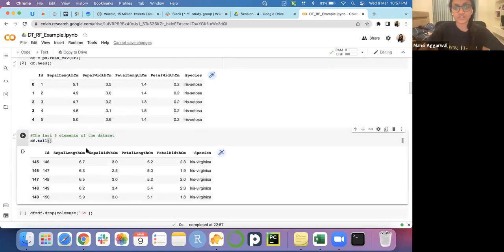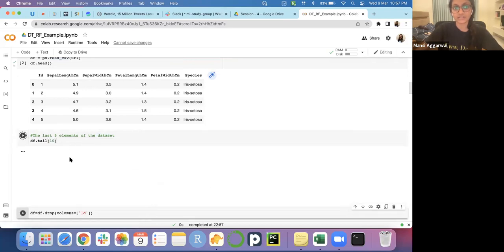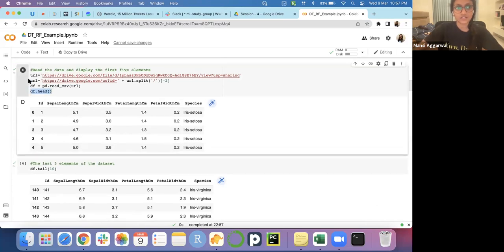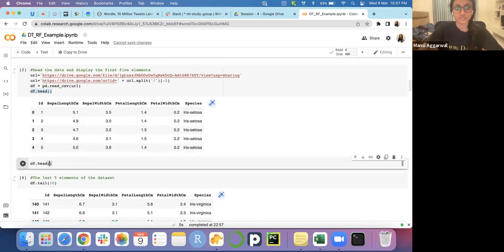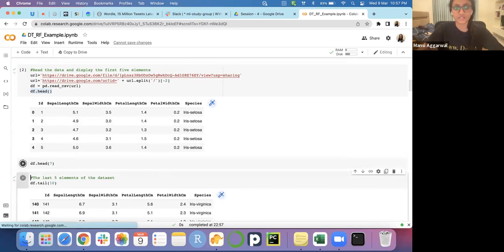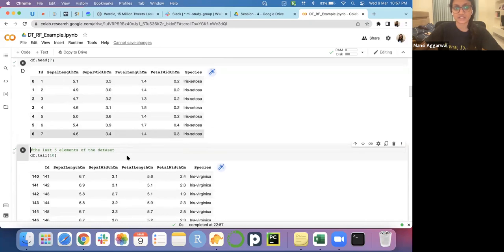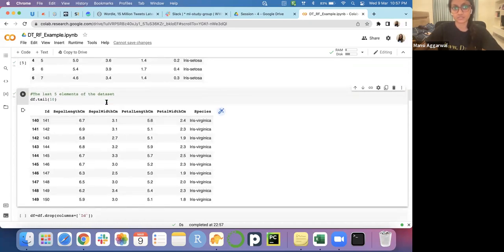One more thing, if you just enter 10, that is an optional parameter, you can get the last 10 of the tail. And similarly, for head also, if you want to see the first 10 or maybe 7, you can add an additional parameter. So you'll see the first 7 or the last 10 rows of this particular data set.